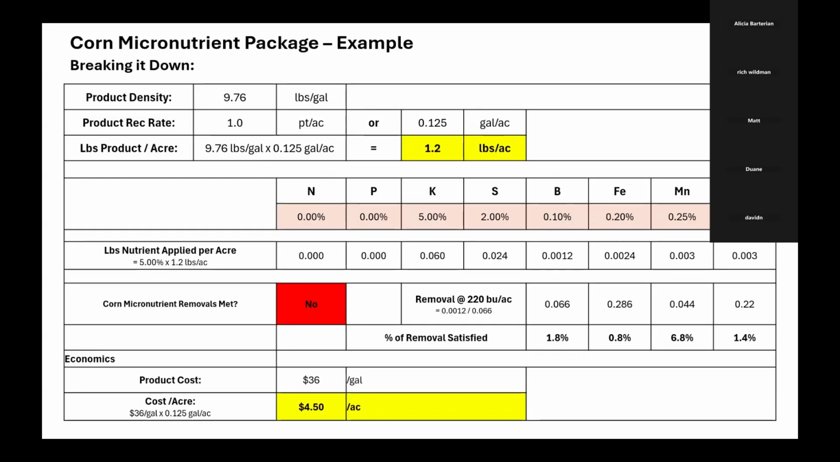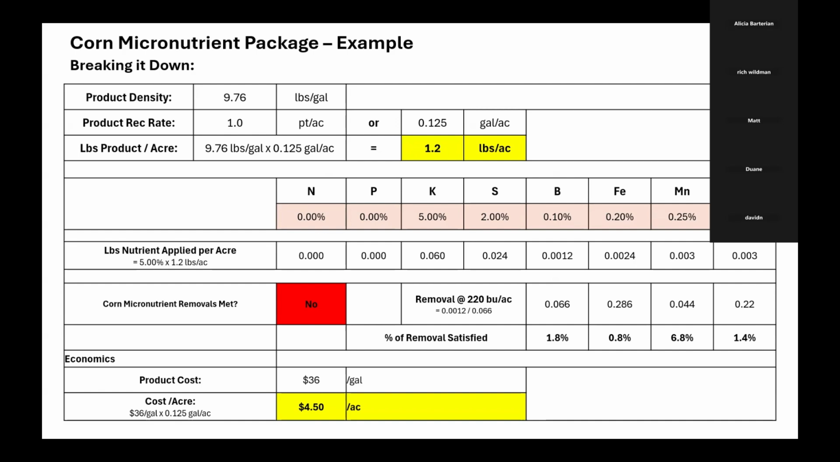So these are the steps that we need to take when these products are proposed to us on the farm. We need to have some sort of methodology laid out just like this so we understand what we're really dealing with here. So first thing we need to look at is our product density. For this product, it's 9.76 pounds a gallon. Then we need to look at the rate. They're saying it's a pint. I went ahead and made it 0.125 gallons an acre so we can do this math easier.